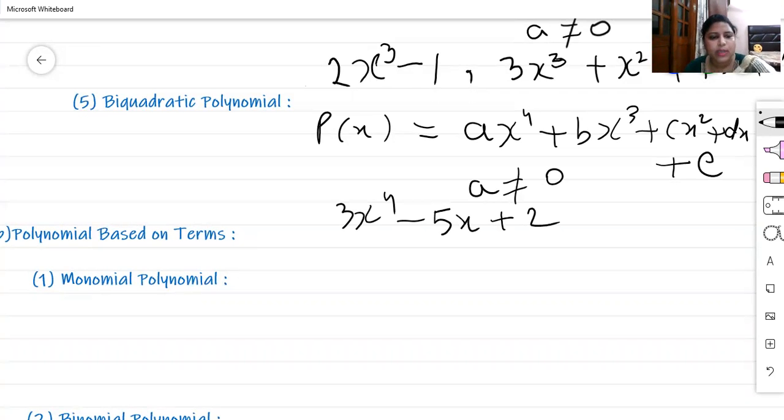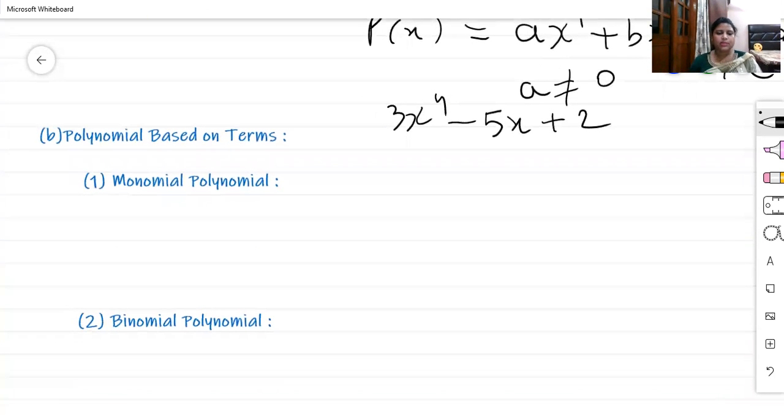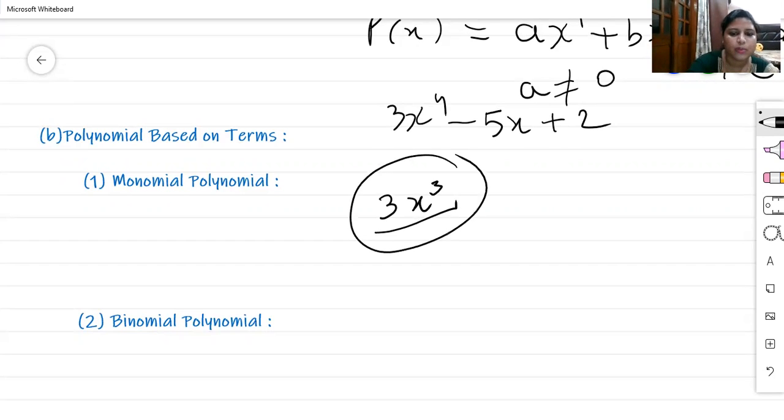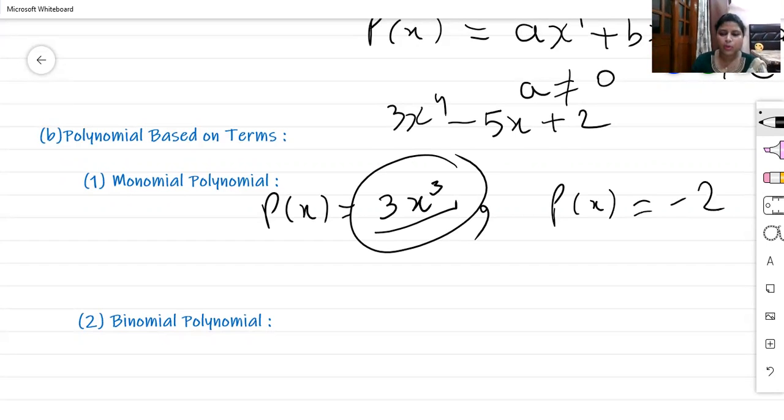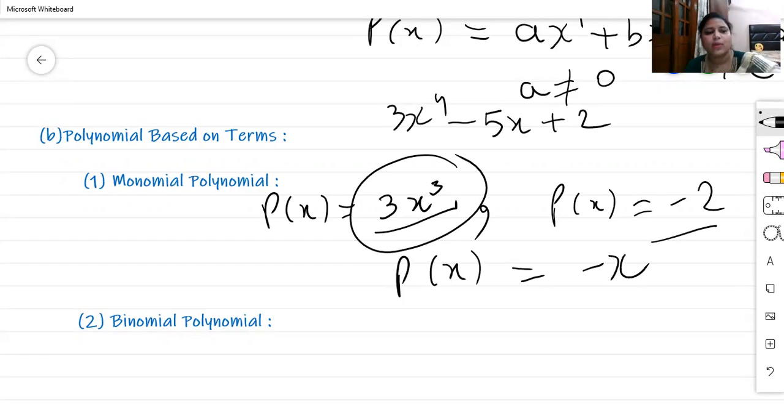And now the polynomials based on the number of terms. If a polynomial contains exactly one term, then it is called a monomial. It means it contains only one term, for example 3x cube. Yes, this one is also a cubic polynomial, but it is a monomial because it contains only one term. And p(x) equals minus 2, this is also an example of a monomial, and p(x) equals minus x. So these are examples of monomials.